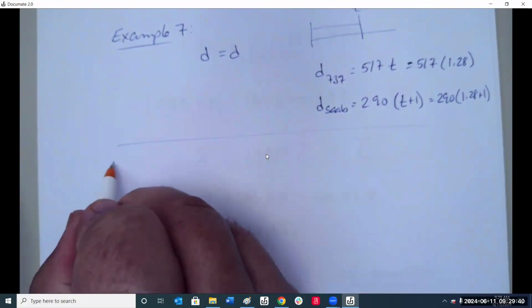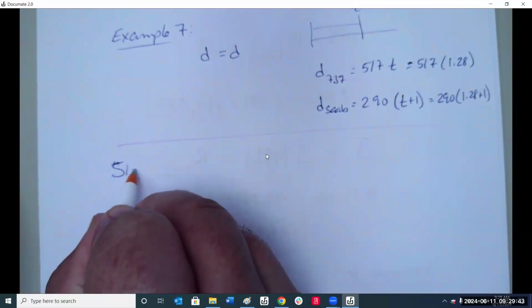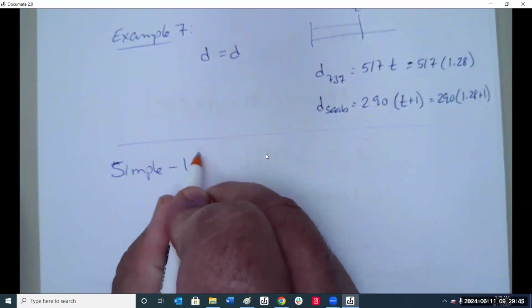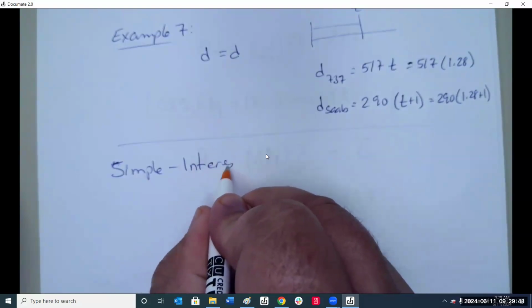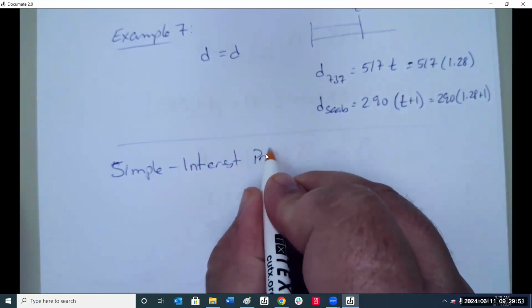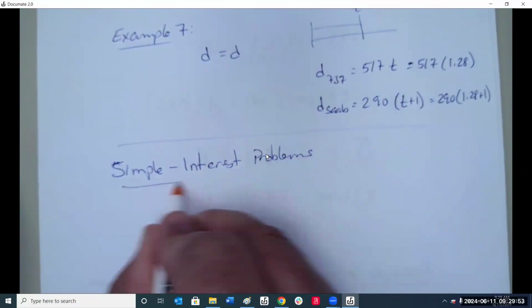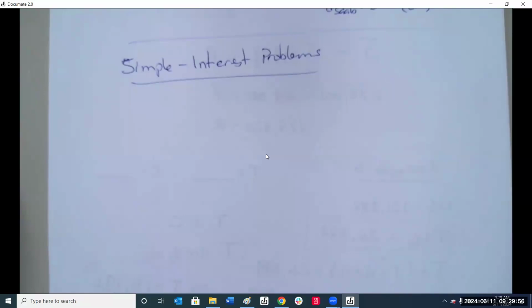All right, the next type of problems we're going to talk about are called simple interest. Have you ever heard of simple interest before? What does simple interest talk about? Whenever you borrow money or lend money, do you ever just pay back the amount you borrowed? Nope. You always have to pay a fee for it. That fee is what's called interest.